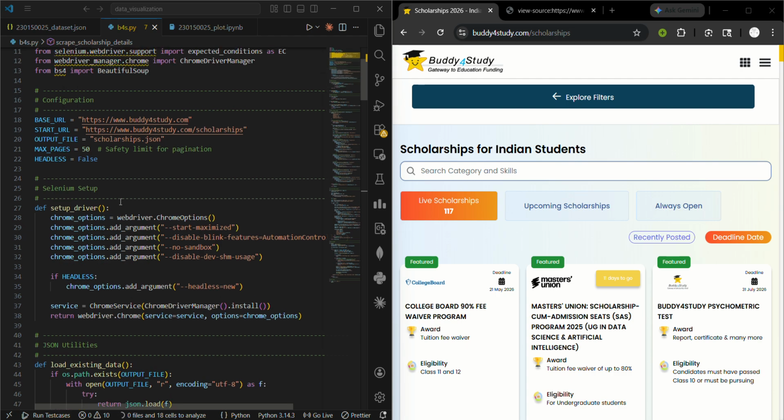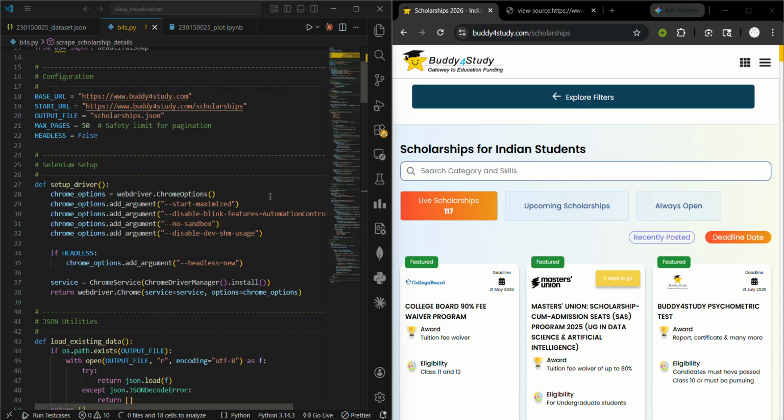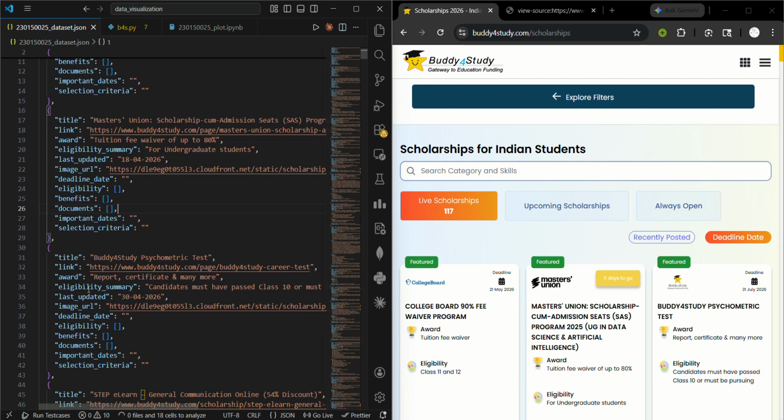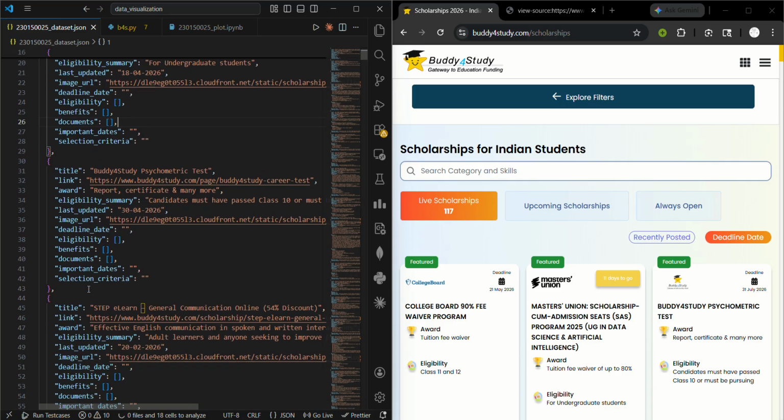For dataset creation, I wrote a Python scraper using Selenium and BeautifulSoup. Selenium was used to handle dynamic web page loading and navigation across multiple pages, while BeautifulSoup was used to parse HTML content efficiently. The scraper collected various scholarship attributes, including scholarship title, link, award, eligibility summary, last updated date of the scholarship, image URL, the logo of the scholarship, deadline date, eligibility, benefits, documents, important dates, and selection criteria.